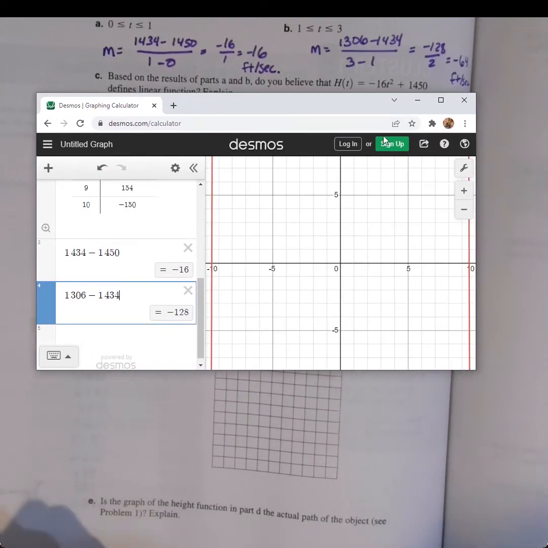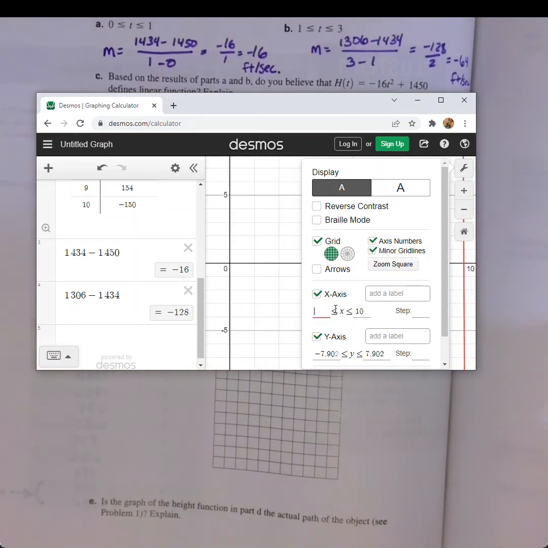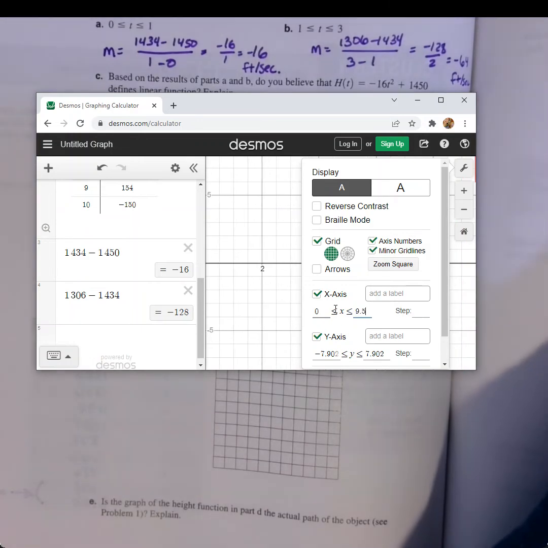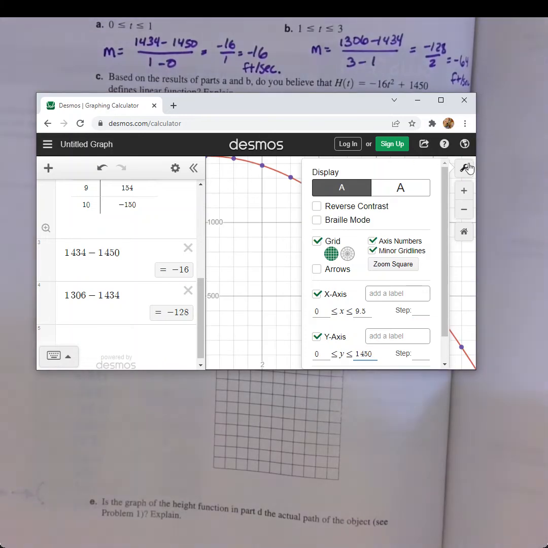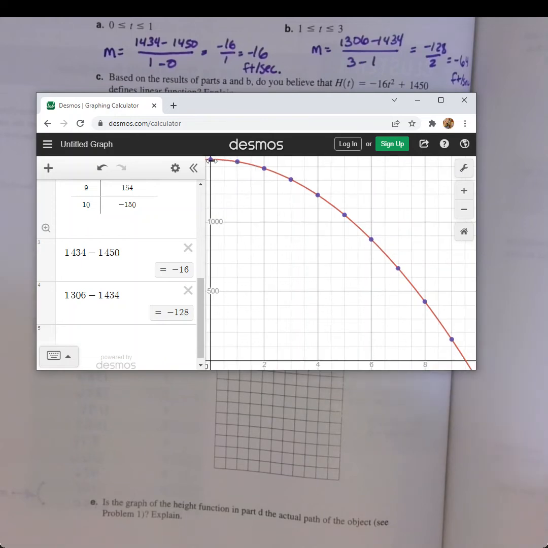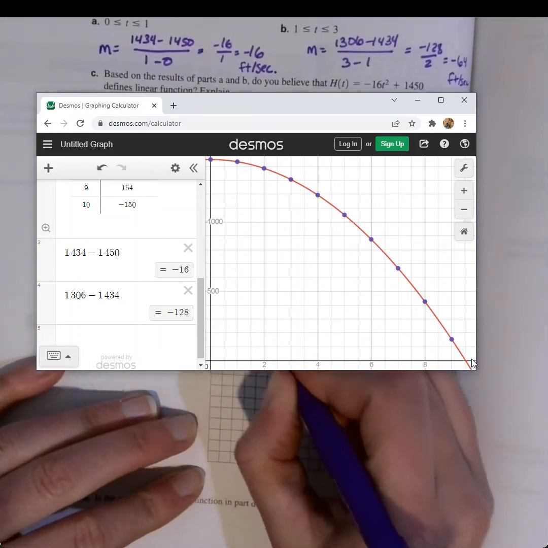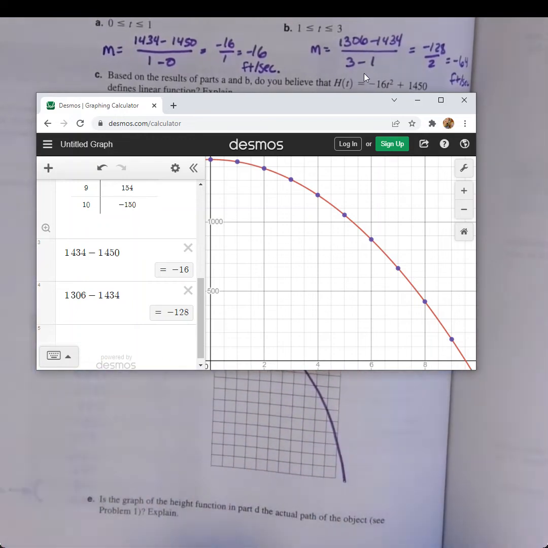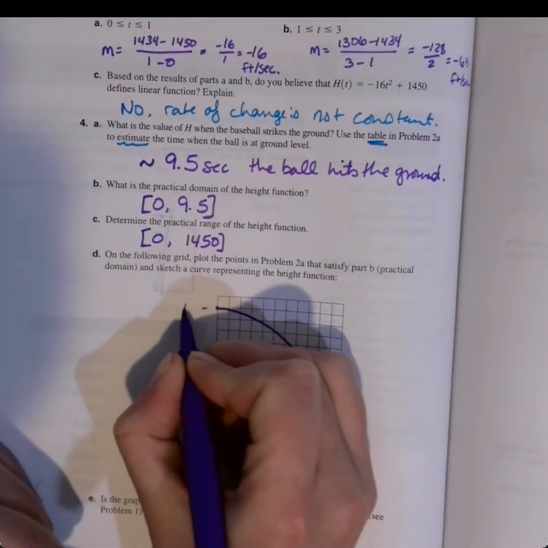So I am going to rescale my graph based on what I have said for my practical domain. We've said that the practical domain was going to be from 0 to 9.5 and from 0 to 1450. So let me turn off the graph settings, zoom out just a teeny tiny bit so I can see where the axes are. We're starting up here and we're coming way down here to that 9.5. So the graph is going to look something like that, okay? Roughly like this. And this height up here is our 1450.